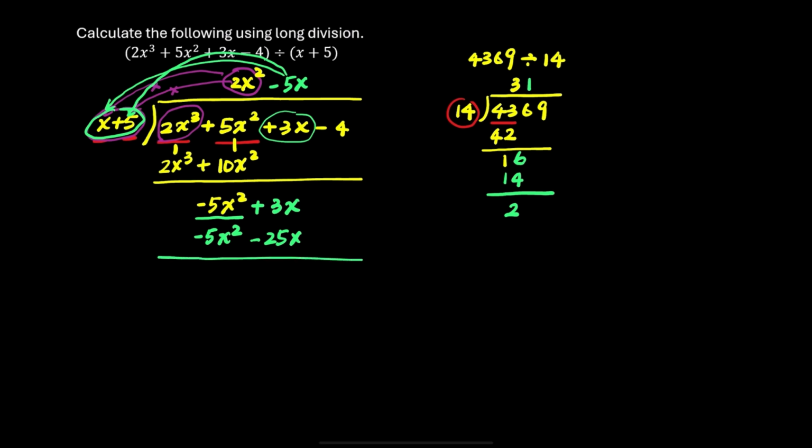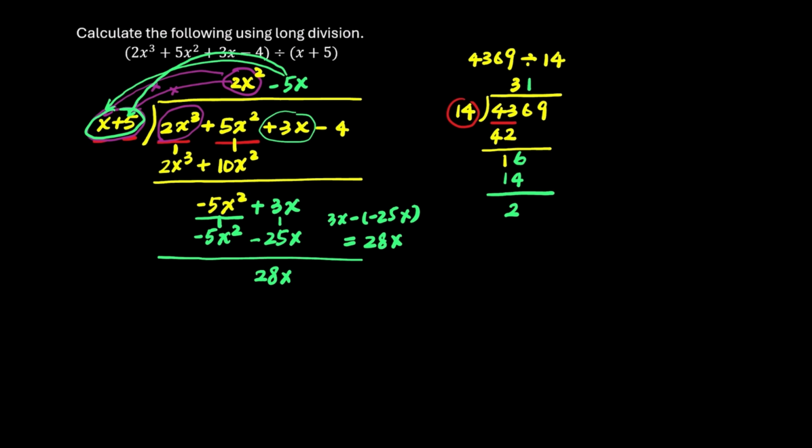And then let's subtract them. Minus 5x squared minus itself give us 0. And 3x minus negative 25x. This will give us actually 28x. So here is 28x. Now we just repeat the process until we have finished working on the last digit of the number or the last term of the polynomial.